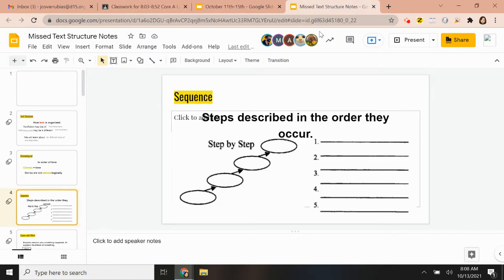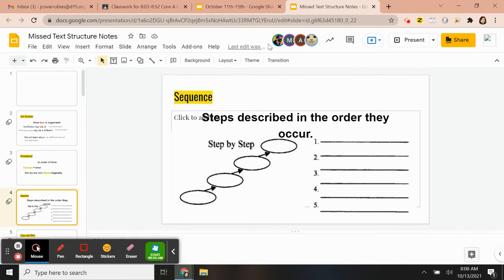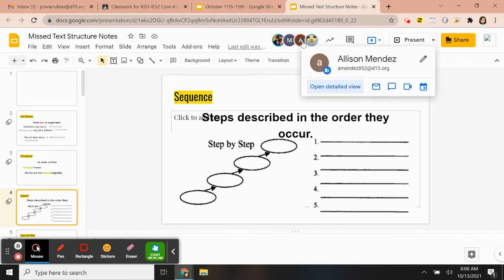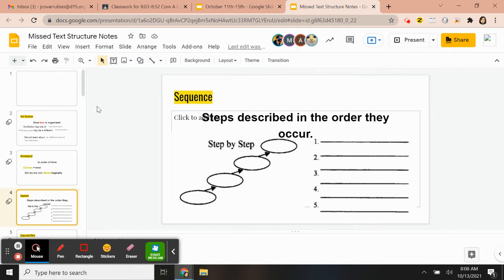When you get these open, a lot of you are in the wrong place because you were talking and not paying attention. So get to the right place. It is under classwork, week 9. You should not be in anything that says missed text structure notes. So classwork, week 9 is where you need to be. And you will see your own text structure notebook. This is my text structure notebook. It's not going to help you right now. You need to be able to type on your own.